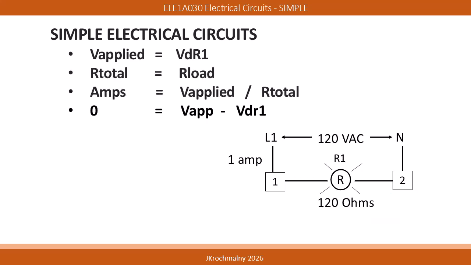Recapping this presentation on simple electrical circuits, they only have one load, and in all simple circuits, the applied voltage equals the voltage drop across the load. The total resistance is equal to the resistance of that particular load. The amperage is the applied voltage divided by the total resistance, and 0 is equal to the applied voltage minus the voltage drop across the load.